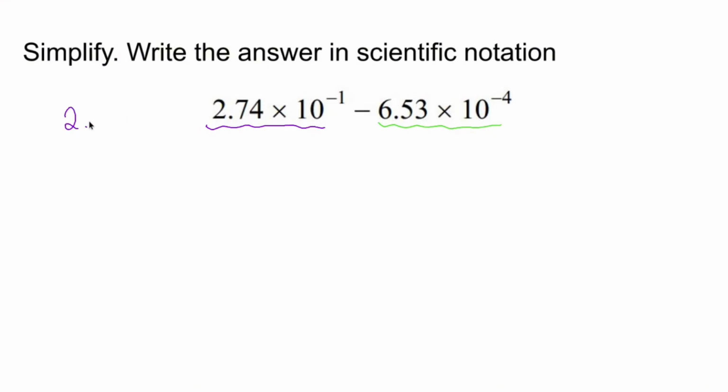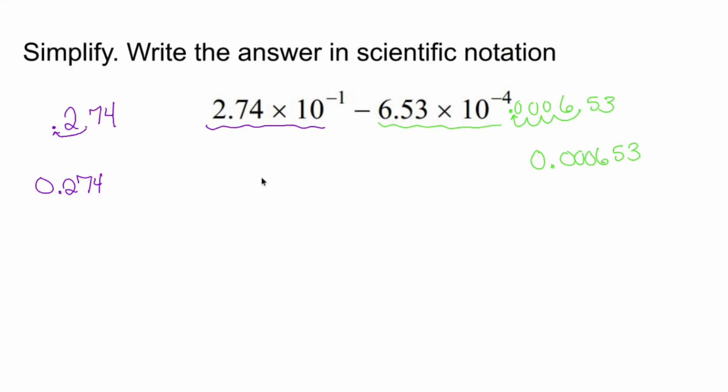So let's do 2.74 times 10 to the negative 1. It has me move my decimal place to the left once because it's getting smaller. So you become 0.274. Over here, you have 6.53, and you're also making this number smaller because you're moving it to the left 1, 2, 3, 4 decimal spaces. So you become 0.000653. Now we're going to subtract these two, so this is going to be awful.